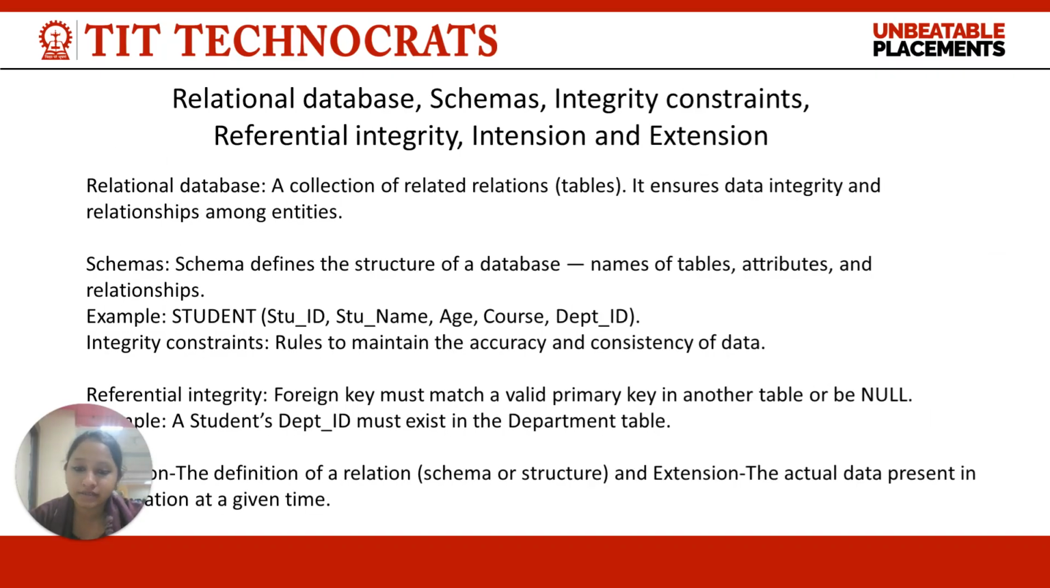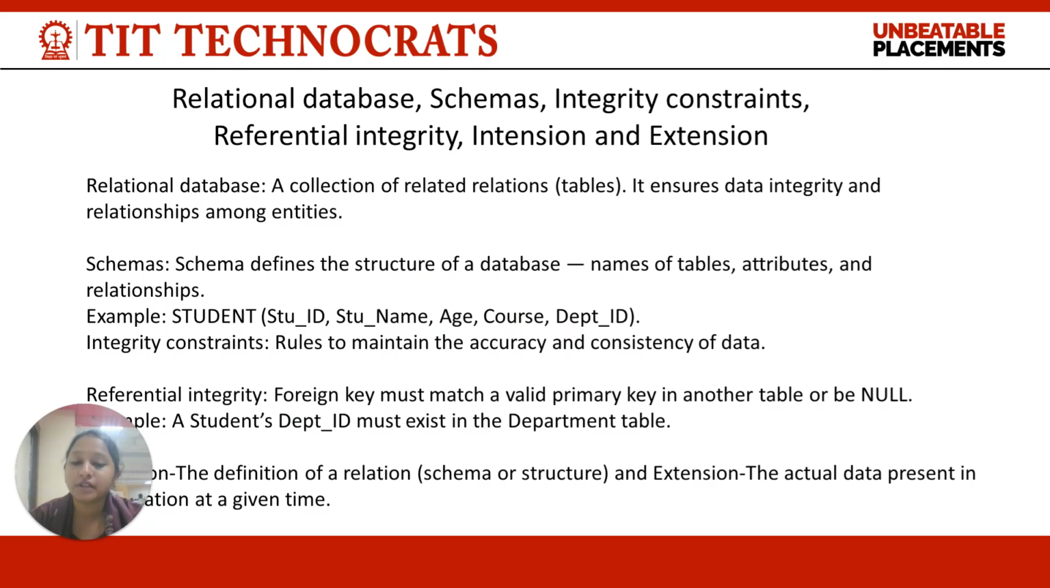Now let's understand some important concepts. The first one is relational database. A relational database is simply a collection of related relations, or in simple words, a collection of tables that are connected to each other through relationships. It helps to ensure data integrity and maintains relationships among different entities. For example, in a college database, we might have tables like student, department, and course, all linked together through keys.